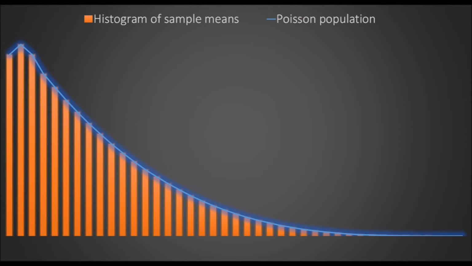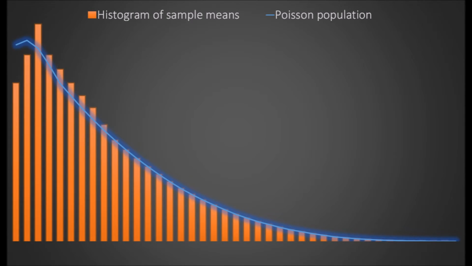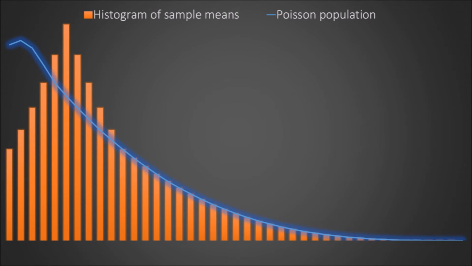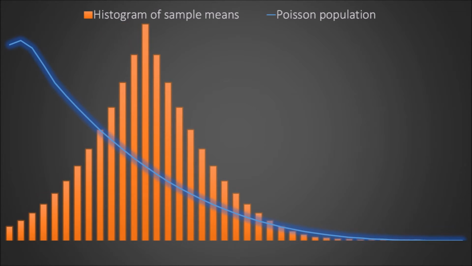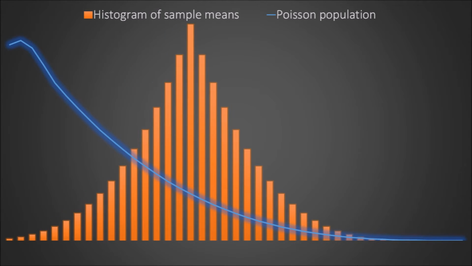Now how about a Poisson distribution? Once again our example's right skew. Like the first example, you'll see that as we increase the sample size of the sample means, the shape of the distribution gradually becomes less right skew. And once the sample size is large enough, the sample becomes normally distributed.